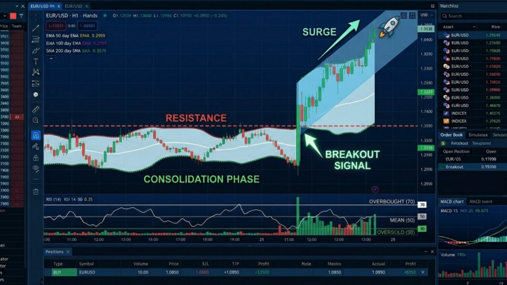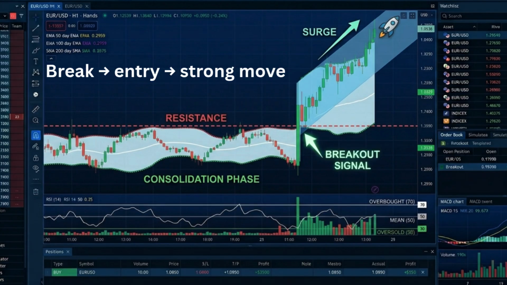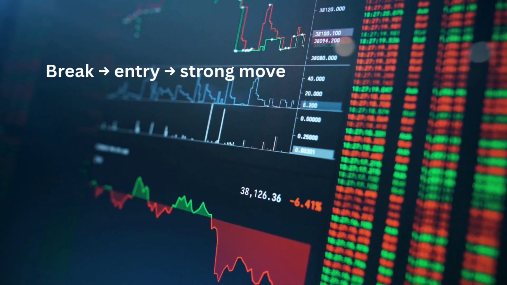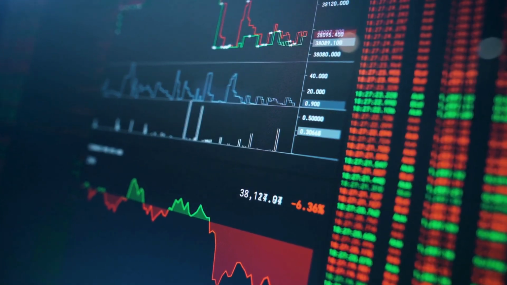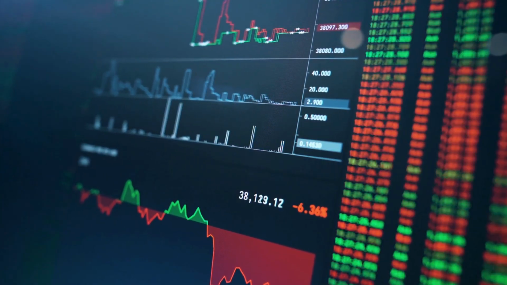Number three, breakout trading. Mark key support and resistance levels. Wait for price to break the level and enter with momentum. AI tools help confirm real breakouts using volume data.